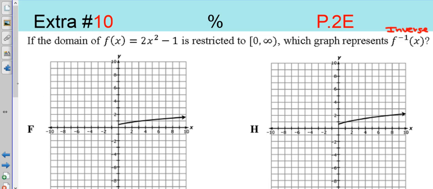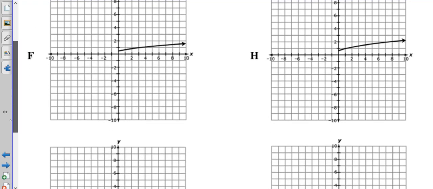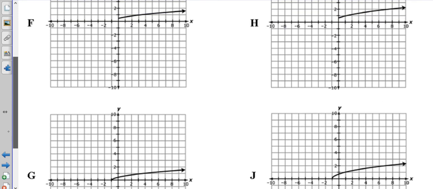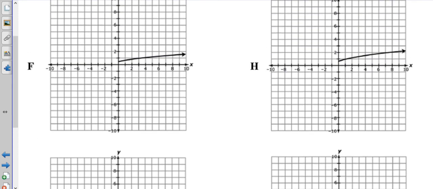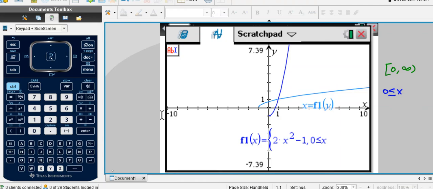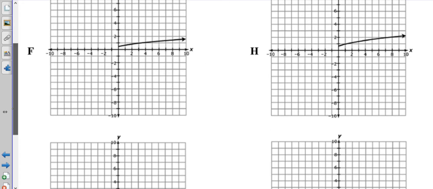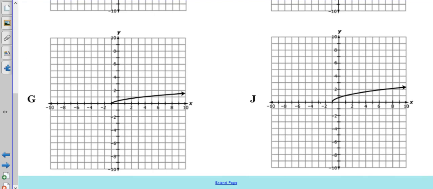Which for us, we can see the answer could be H, it could be F, G and J are out because they're not even close. This one was shifted. Oh, wait, never mind. I'm sorry. It shifted left one. So those two are out. And it's going to be either this one or that one.